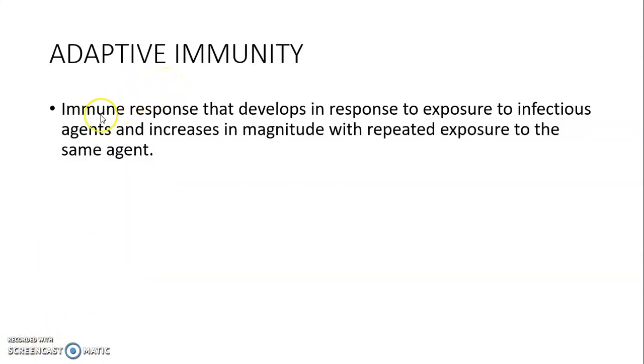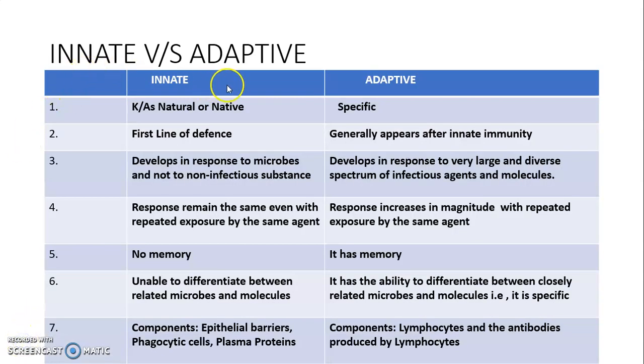Adaptive immunity. The immune response that develops in response to exposure to infectious agents, and it increases in magnitude with repeated exposure to the same agent. So adaptive immunity is basically developed in response to exposure to infectious agents, and its intensity or magnitude increases with repeated exposure. So we are going to differentiate innate immunity and adaptive immunity.